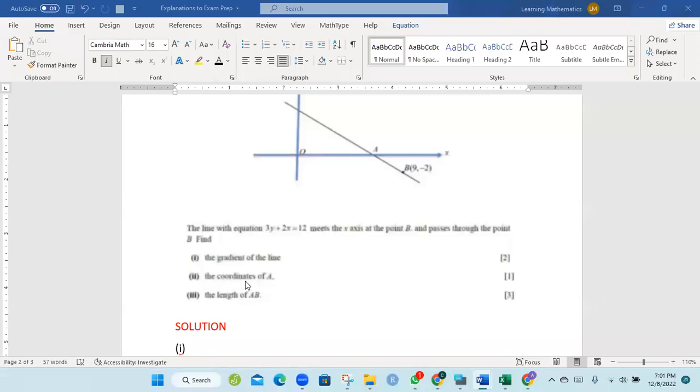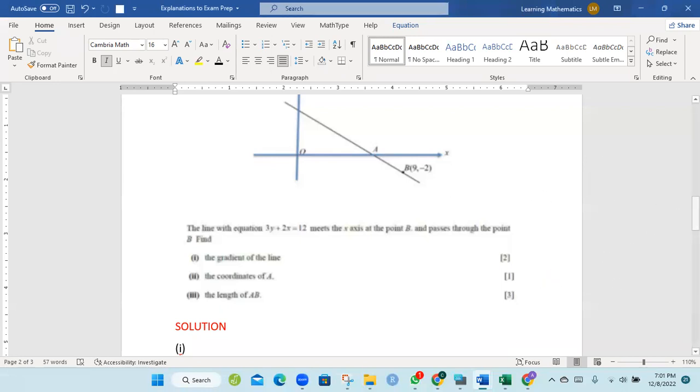Part 2 says, what are the coordinates of A? A is on the x-axis. On the x-axis, the value of y is 0. Remember, that's the x-axis, so all these are x's, but y is constantly 0 on the x-axis. So we know for sure the y coordinate for A is already 0.